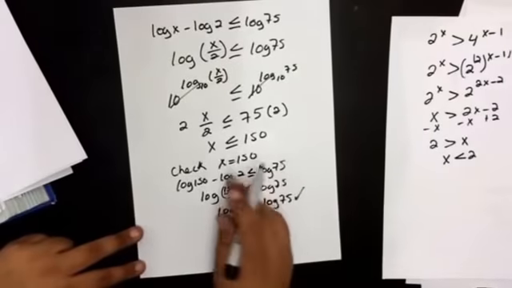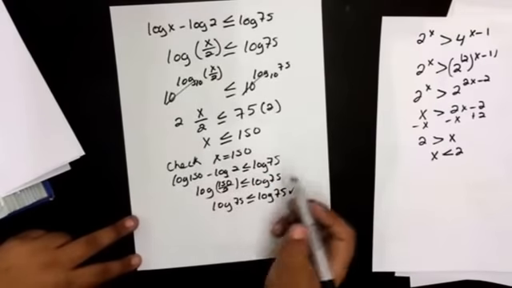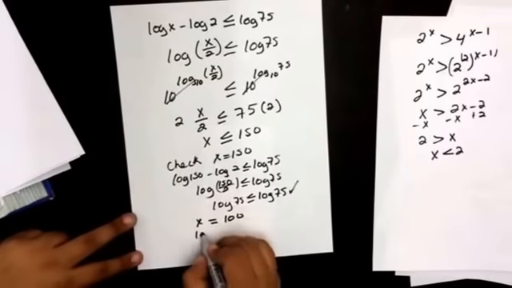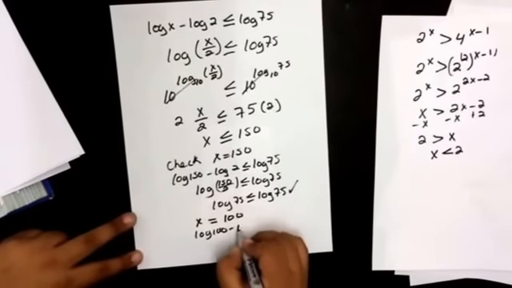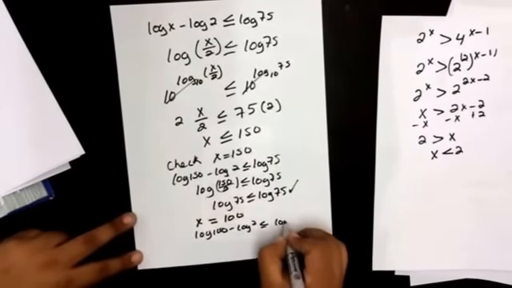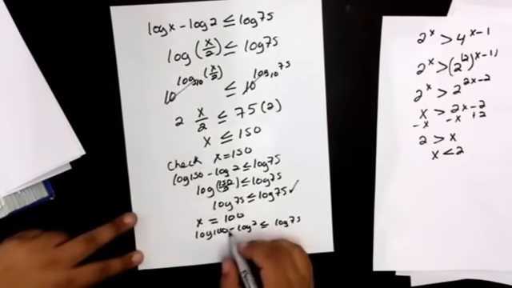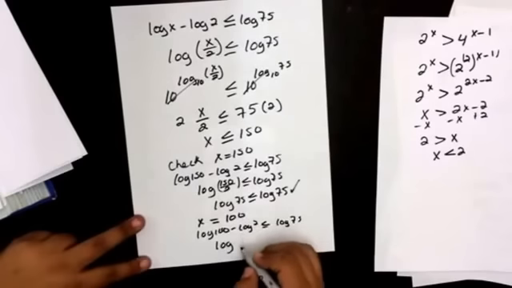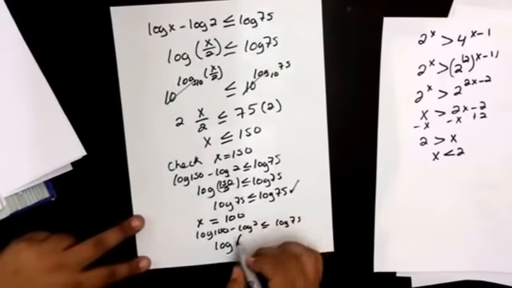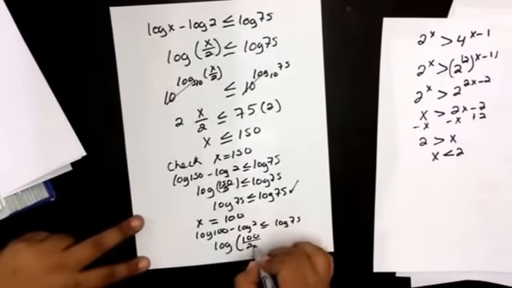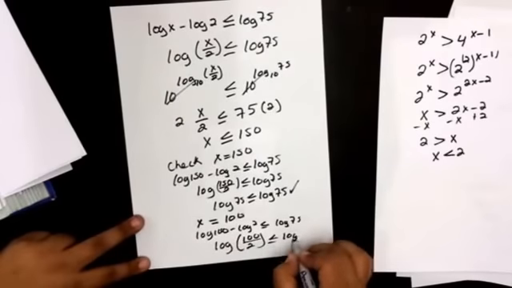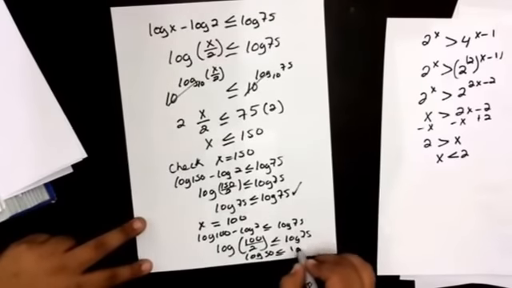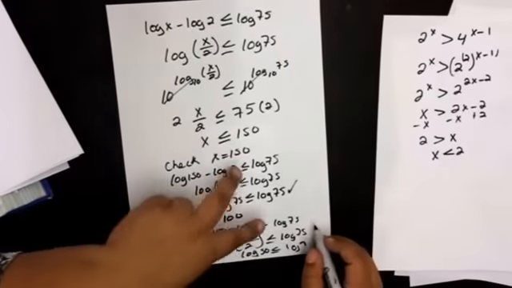Now to check for something less than 150, what if x equals 100? Well, log of 100 minus log of 2 is less than or equal to log of 75. We can condense, or rewrite it as a quotient. So then we have log of 100 over 2 is less than or equal to log of 75. Log of 50 is less than log of 75, which is true.